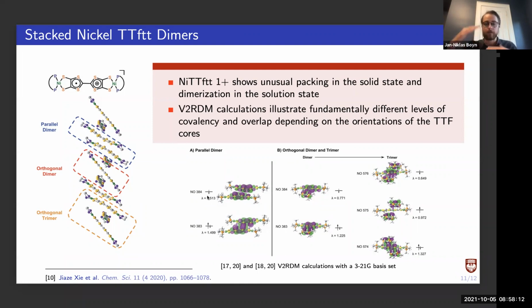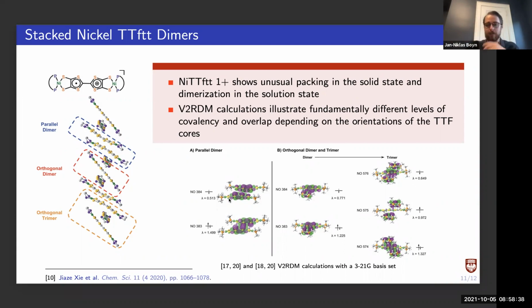And basically, the more overlap there is between the orbitals, as is expected from chemical intuition, the more of a bonding and anti-bonding interaction you get. So just looking at the parallel dimer, we have a decent amount of overlap. We get a HONO with 1.5 as the natural occupation number, and a LUNO with 0.5 as the natural occupation number. So they still retain a decent amount of strong correlation and biradical character.